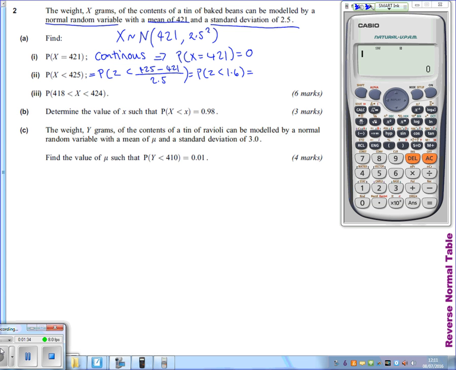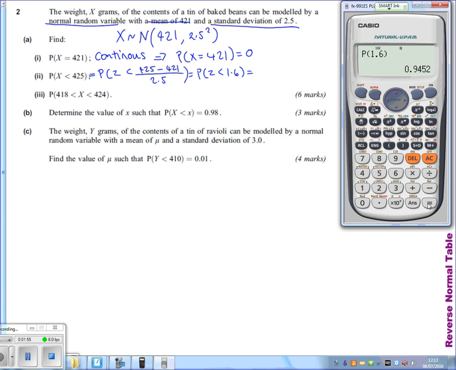So I'm going to go to the stats menu, shift 1, and distribution, we're looking at the normal distribution, and I want the probability being less than a certain value, and that value is 1.6. So that probability is 0.9452.